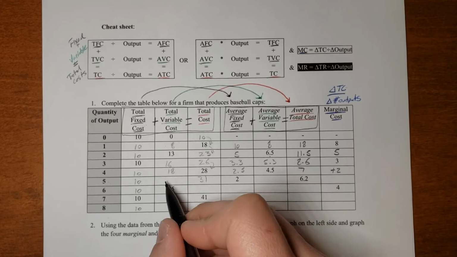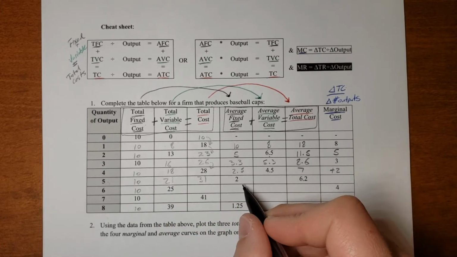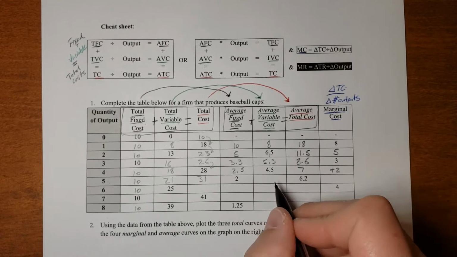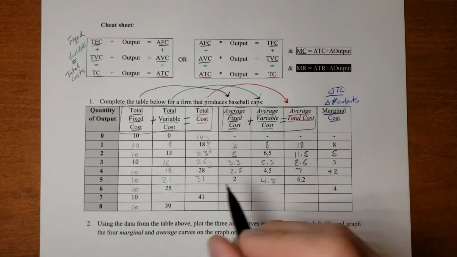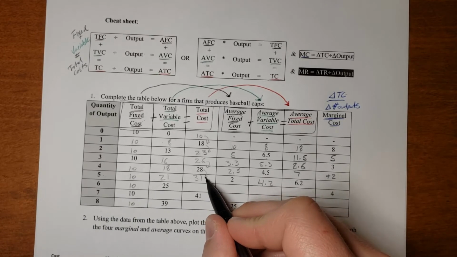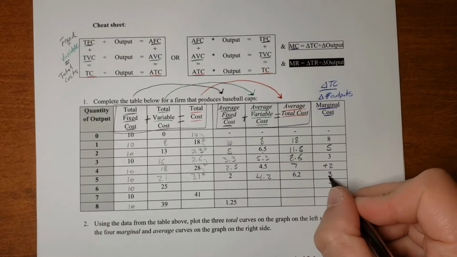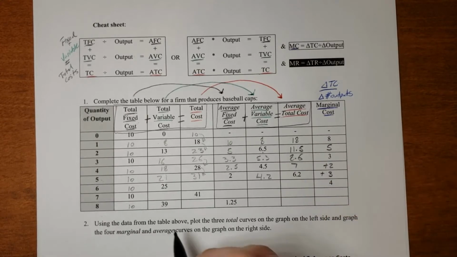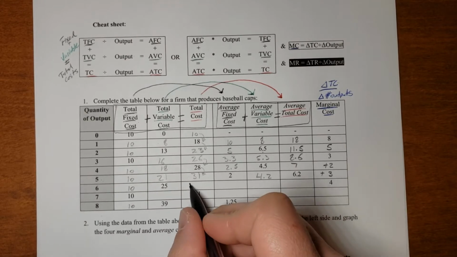10 plus what is 31? That's 21. 2 plus what is 6.2? 4.2. And the change in the total cost is 3, positive 3. Moving on to the sixth unit of output, 10 plus 25 is 35.